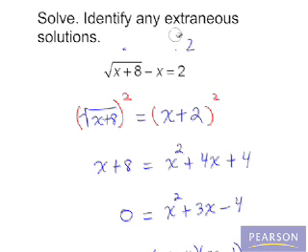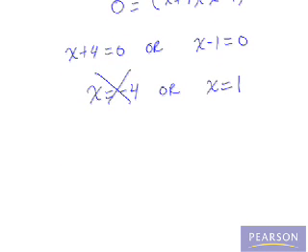Now we'll test 1. Substituting 1 into the original equation gives us 8 plus 1 is 9. The square root of 9 is 3. 3 minus x, x is 1, and that does equal 2. So that solution does work. So the only solution to this equation is x equals 1.